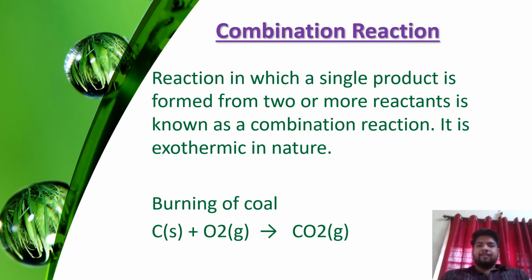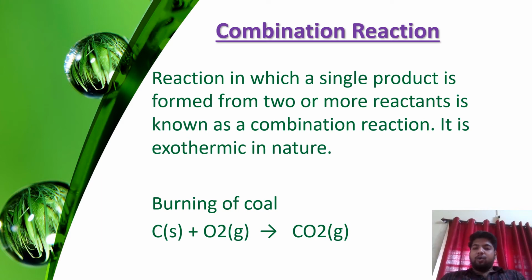Combination reaction. A reaction in which a single product is formed from two or more reactants is known as combination reaction. It is exothermic in nature. So in a combination reaction there are two or more reactants. Here you can see carbon and oxygen, both written on the left hand side. So carbon and oxygen are reactants and CO2 is the product. When two or more reactants combine to form a single product, the reaction is known as combination reaction.